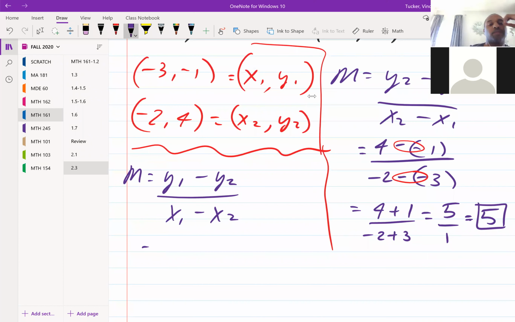All right, same problem, but this time I'm going to let y1 be first and x1 be first. So y1 is -1, y2 is 4, x1 is -3, and x2 is -2.